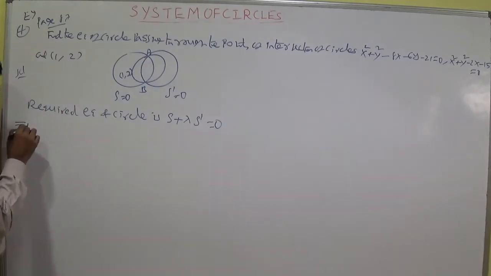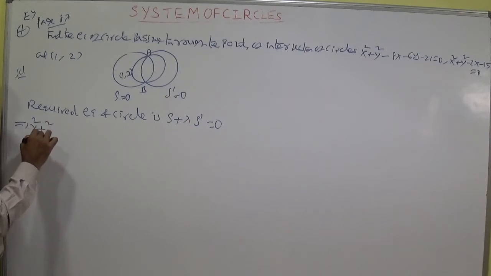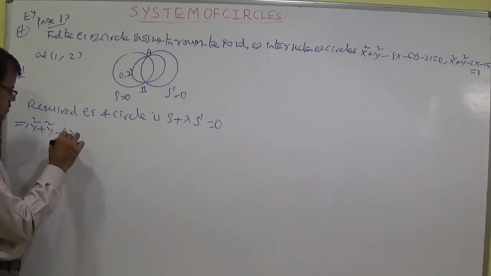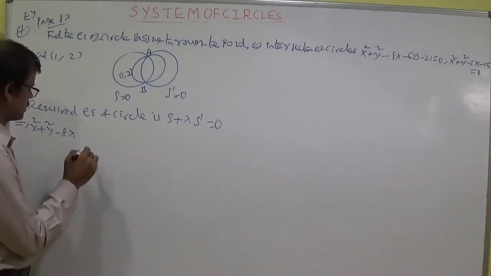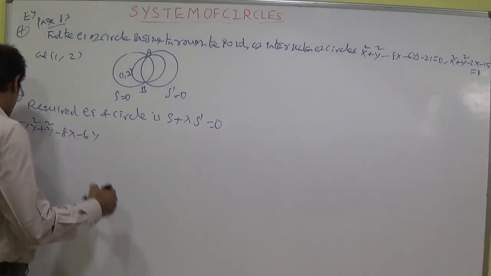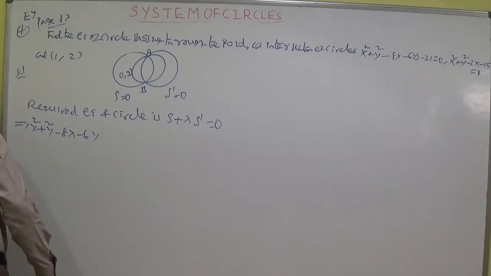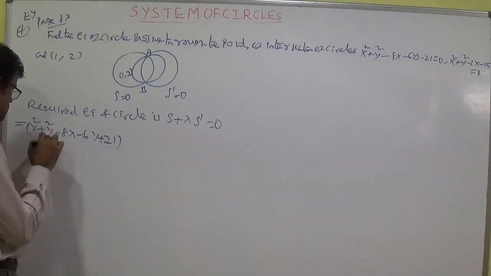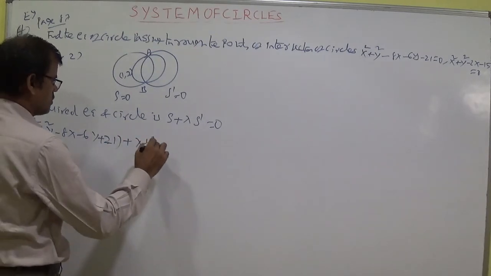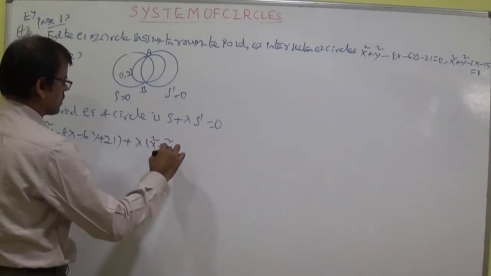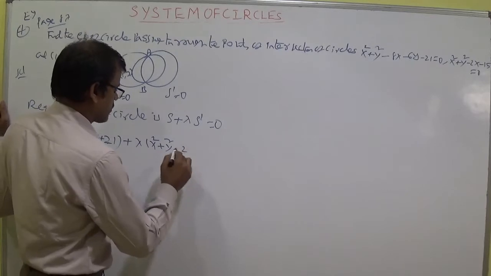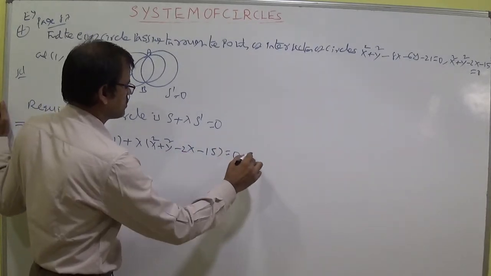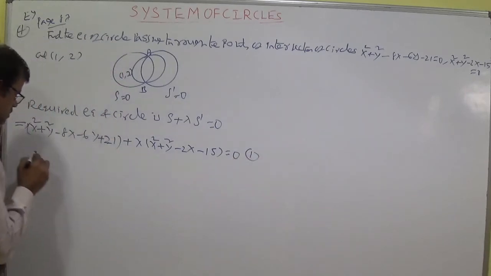First of all, you should write the given circles S and S dash. Later you write the formula: x square plus y square minus 8x minus 6y plus 21 plus lambda into x square plus y square minus 2x minus 15 equal to 0. Let it be the first equation.